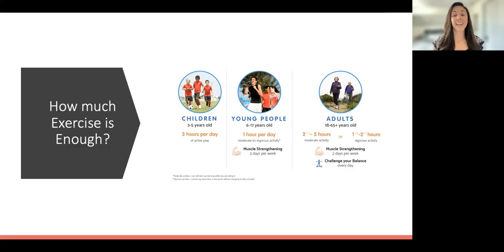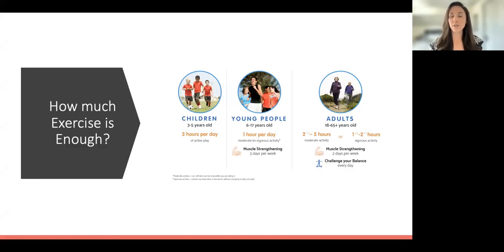If you can't talk very easily, you can't say more than a few words without stopping to take a breath, you're probably in vigorous intensity physical activity. And if you can't talk at all, you're in very vigorous activity. You can only hold that for a very short amount of time. So either 2.5 to 5 hours of moderate, or 1.25 to 2.5 of vigorous, or some combination therein.